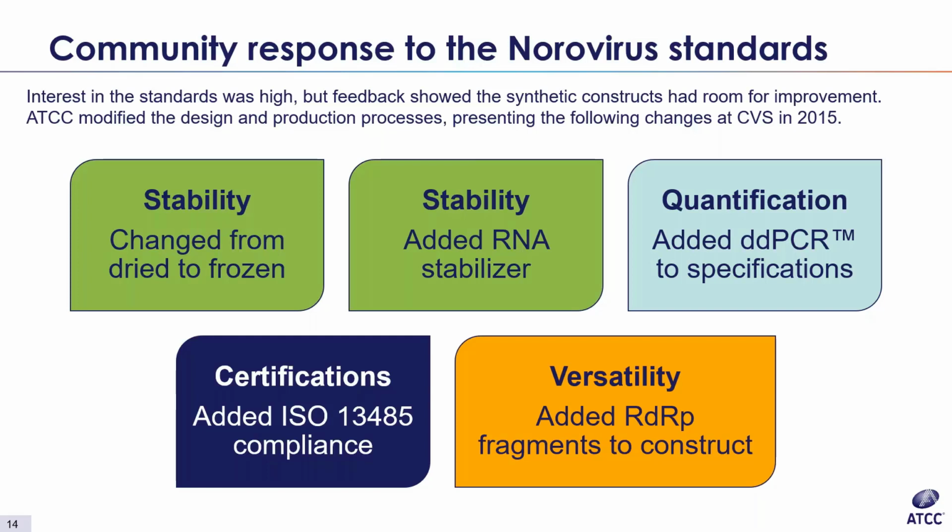First, we changed the preservation format from dried to frozen and added an RNA stabilizer. These first two changes increased the shelf life dramatically. We added droplet digital PCR quantitation for a more accurate genome copy count. We began manufacturing with ISO 13485 compliance, and we expanded the construct by adding a portion of the RNA-dependent RNA polymerase gene to increase the number of published primer sets that would bind.